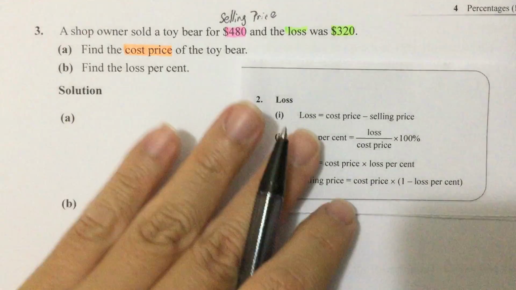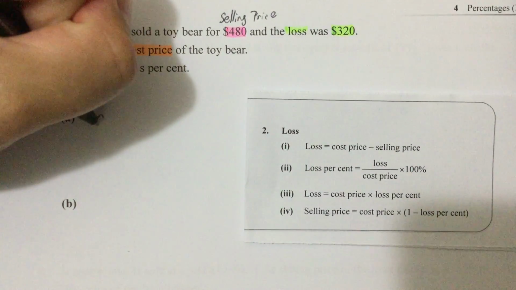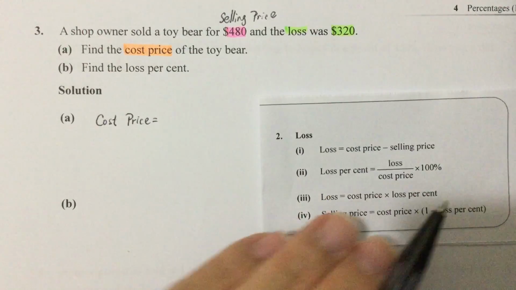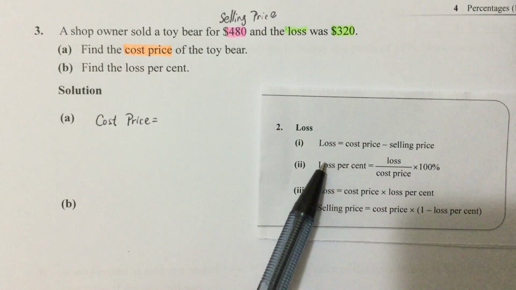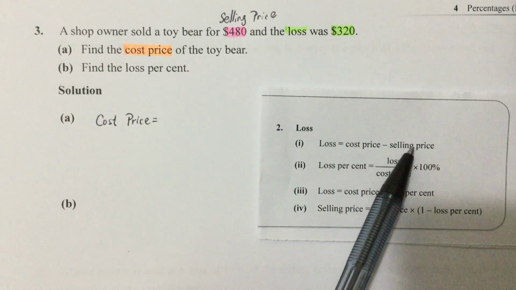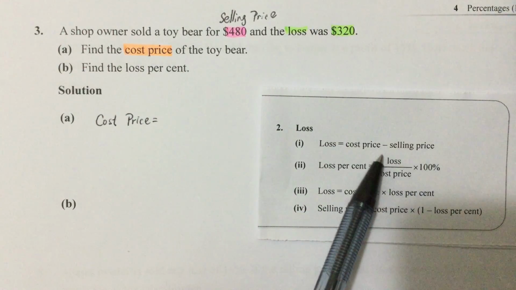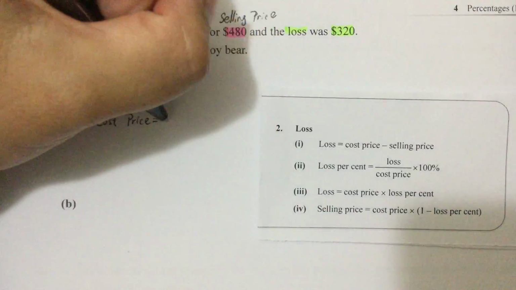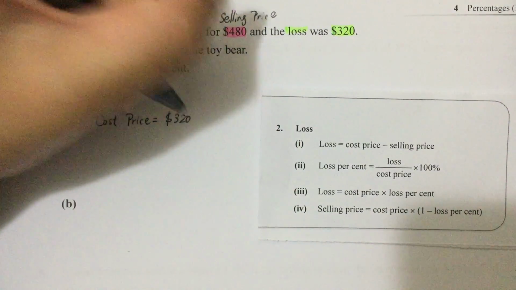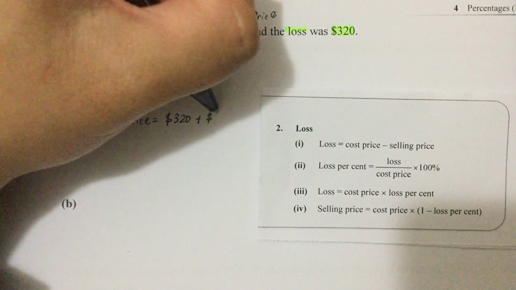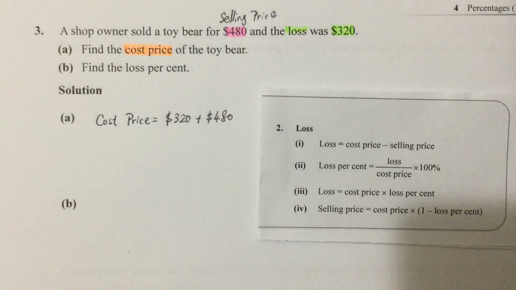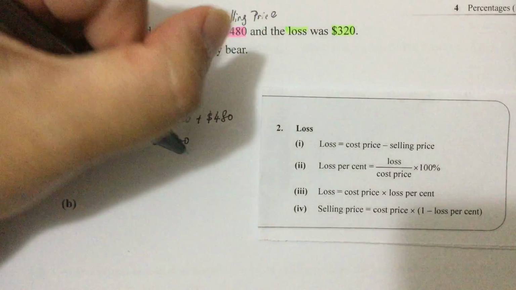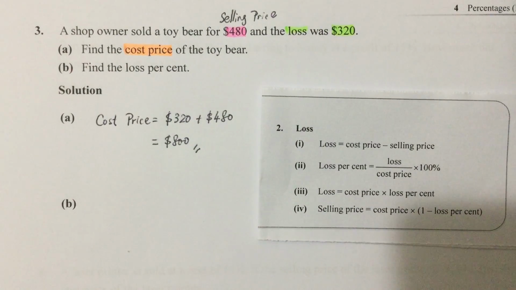Okay, now we are going to solve the problem. First of all, we are going to calculate the cost price. Obviously, it's a little bit difficult because this time, following formula 1, you will see the loss is 320. You are going to minus 480. So if you minus 480 on the right-hand side, that means you move it to the left-hand side, and it will become positive. So this is 320, the loss, plus the selling price. So you will know this is the cost. So the answer for the cost price is 800. Okay? I hope that this one is not difficult for you all.